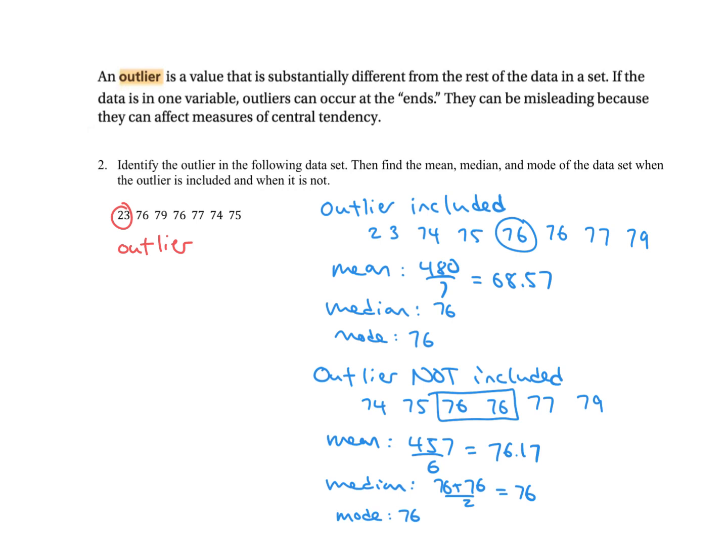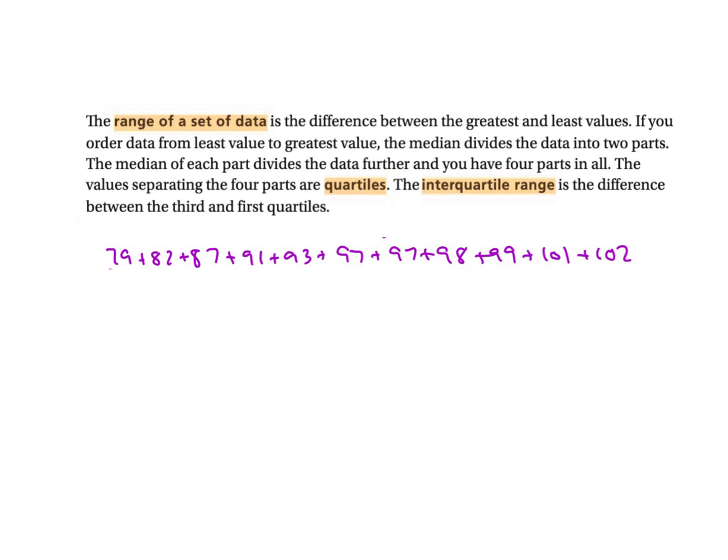If you compare the measures of central tendency, the median and mode didn't vary much when the outlier was included or not included, but the mean was significantly different. The mean with the outlier included was much lower than the mean with the outlier not included. So the outlier skewed the data and made it seem like the data was much lower than most of the data values actually were.